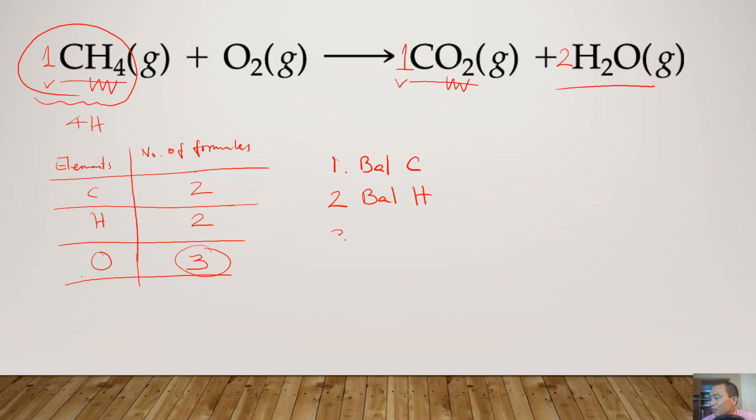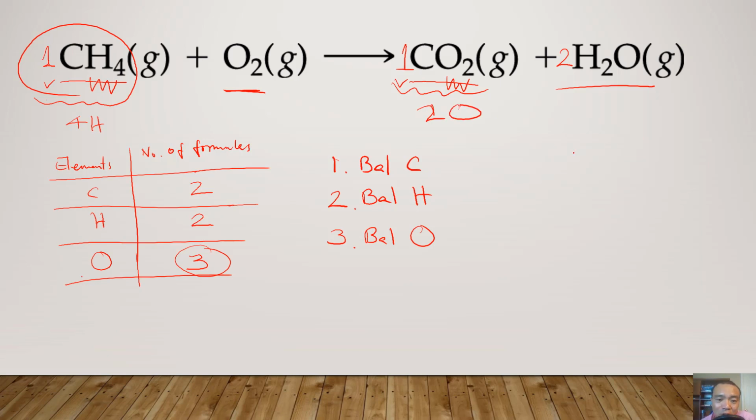Now number 3, we only have oxygen left. We're going to balance oxygen. Do remember, this term is not balanced because we don't have a number assigned before O2 yet. When we look at CO2, you have 1 times 2 oxygen. Each CO2 gives you 2 oxygen. You have 1 CO2, so it's a total of 2 oxygen atoms.